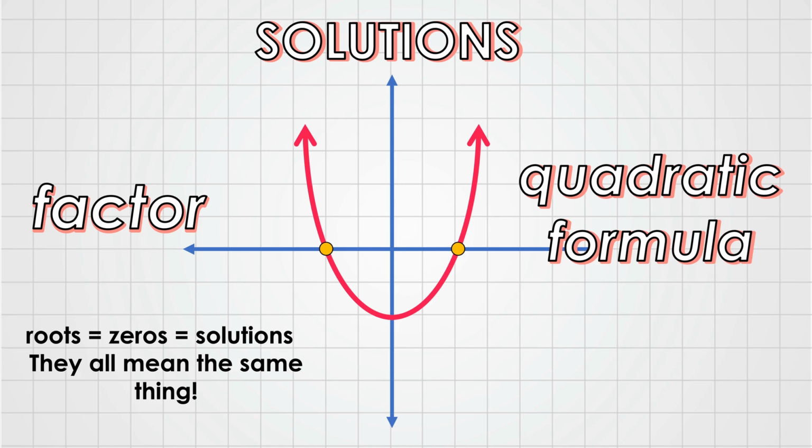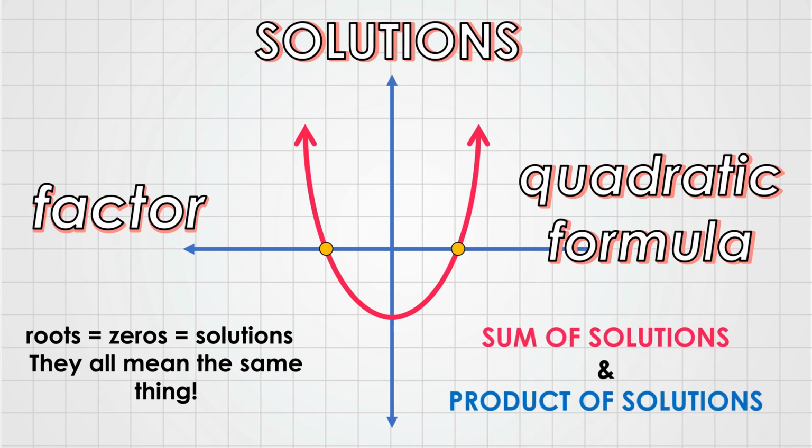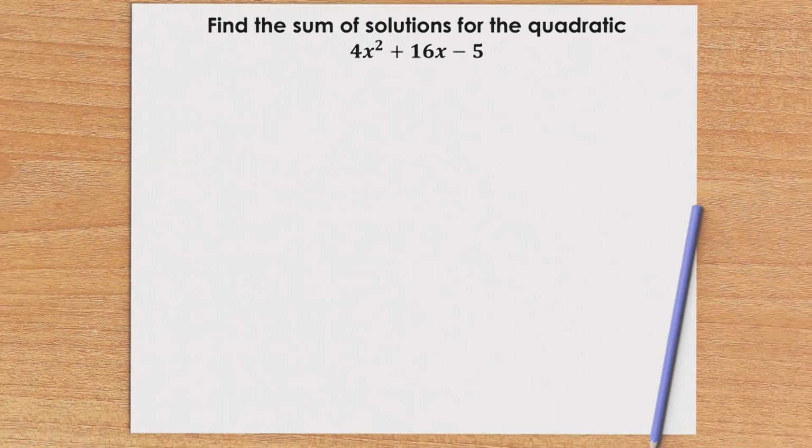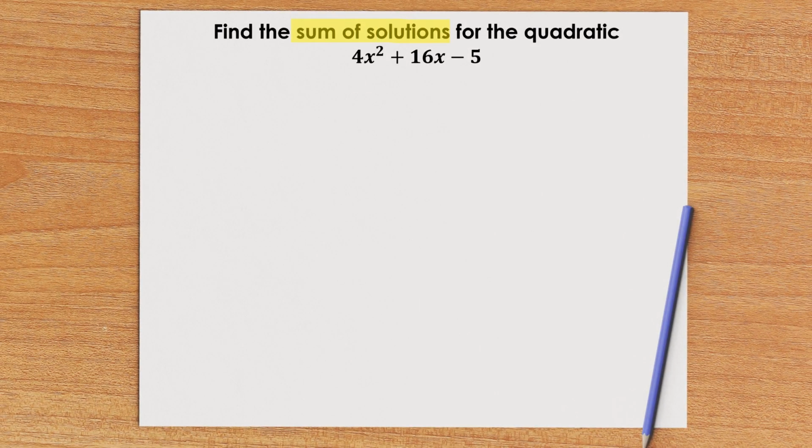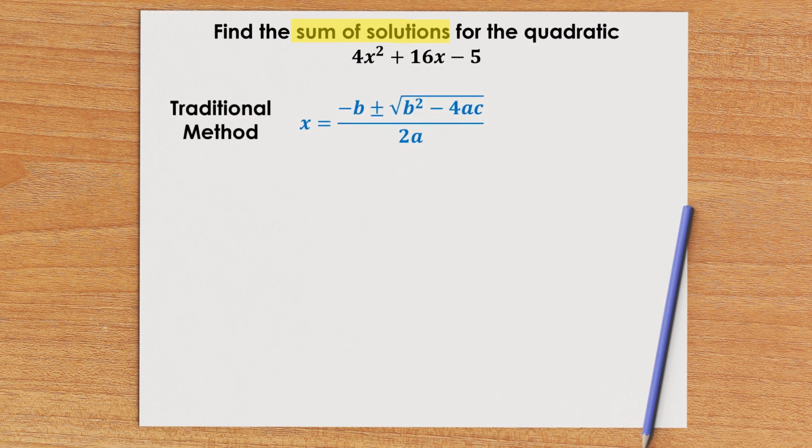Exams like the SAT and ACT are notorious for asking you to find the sum of solutions or product of solutions for a quadratic. The good thing is, this requires very little work if you know the trick. Let's look at this question. It says find the sum of solutions for the quadratic 4x squared plus 16x minus 5. Now, this question makes you feel like you have to find the two solutions and then add them up to get your answer, whether it be by factoring or using the quadratic formula.